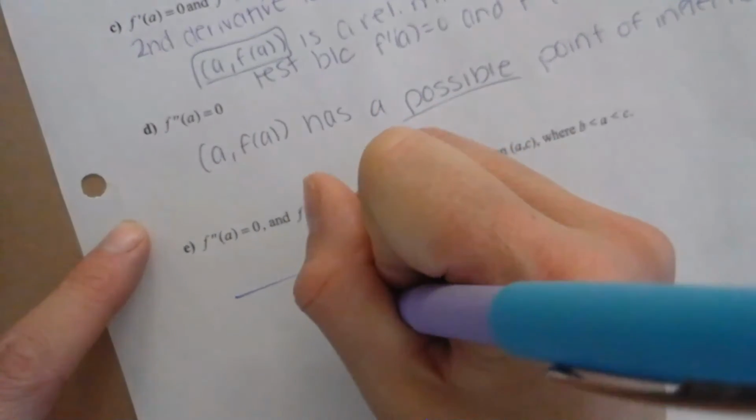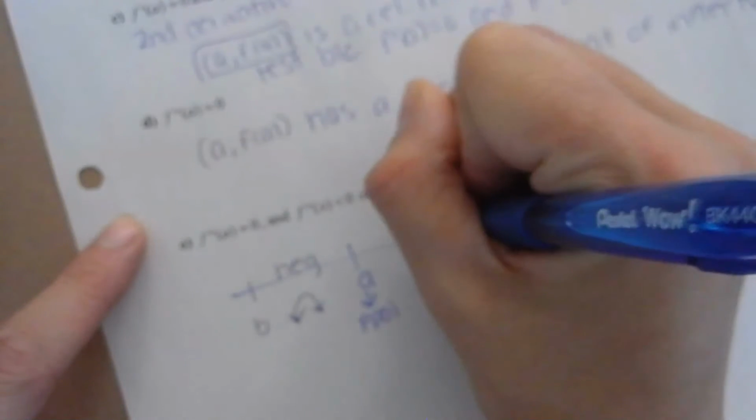So A is a possible point of inflection. The second derivative is negative from B to A. So that means this is concave down. And f double prime of A is negative from A to C. So concave down. Therefore, A is not a point of inflection.